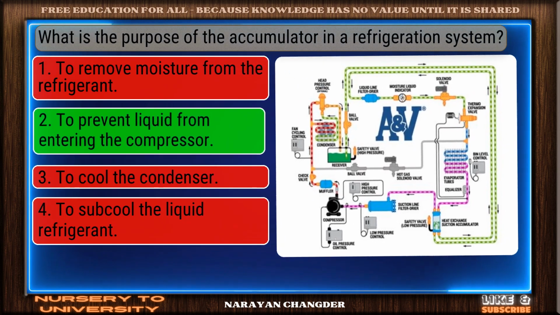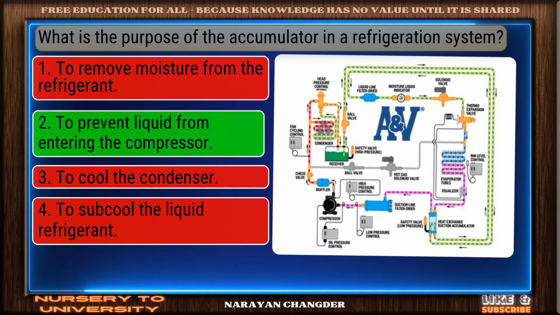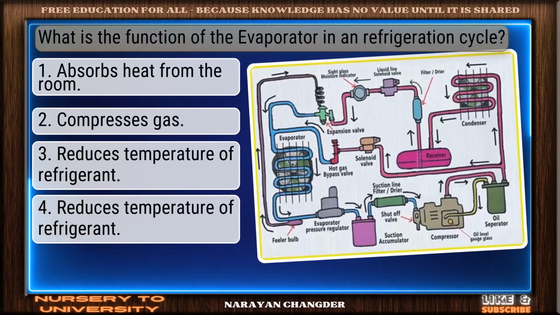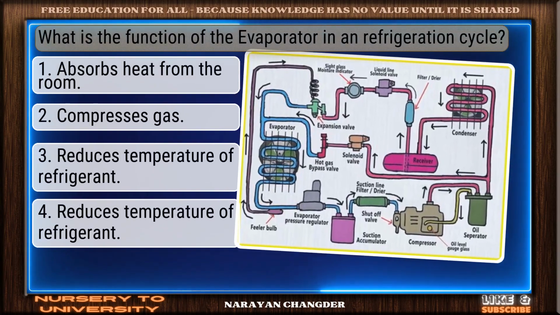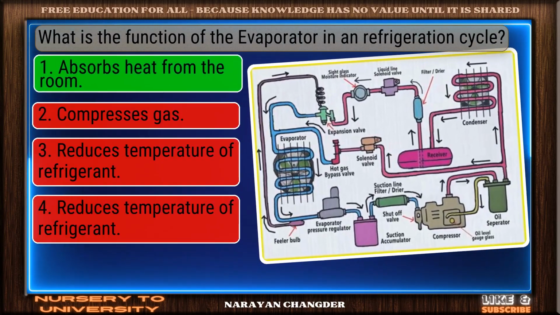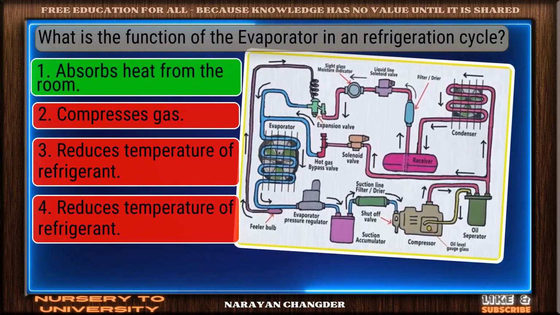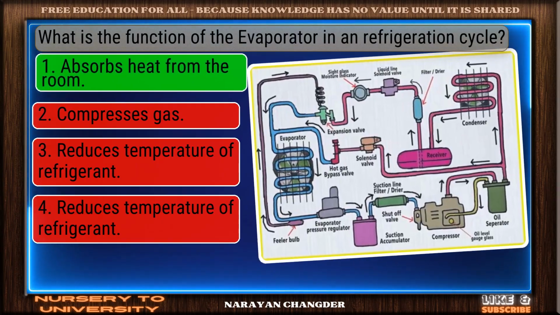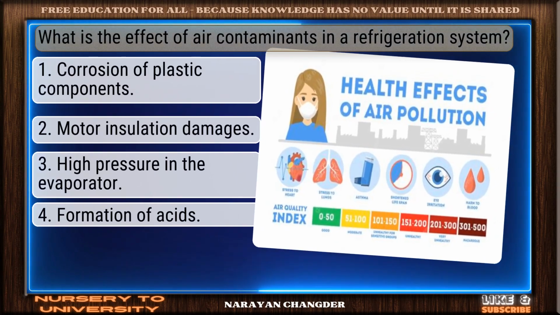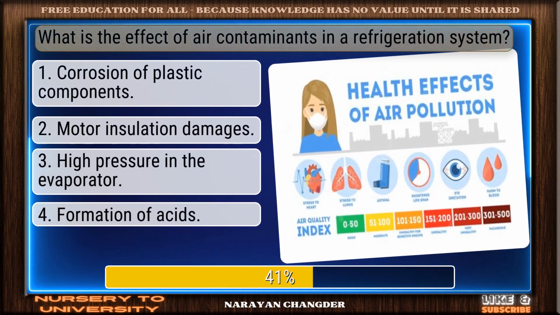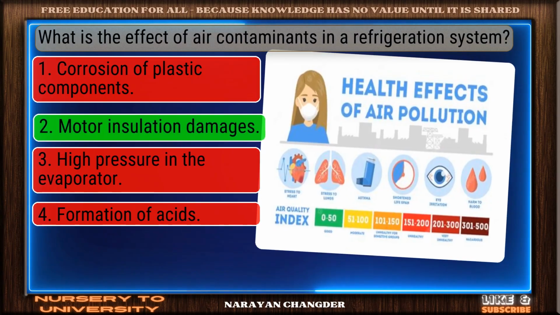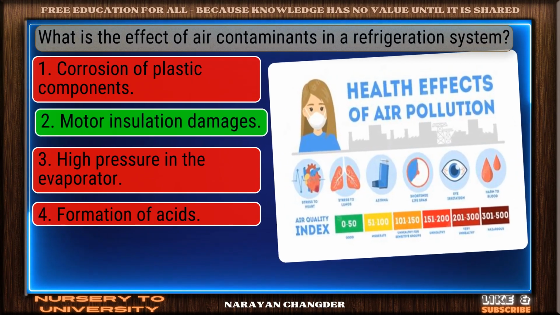Nicely done. To prevent liquid from entering the compressor is a solid answer. What is the function of the evaporator in a refrigeration cycle? Great thinking. Absorbs heat from the room is the right choice. What is the effect of air contaminants in a refrigeration system? Smart move. Motor insulation damages is an accurate answer.